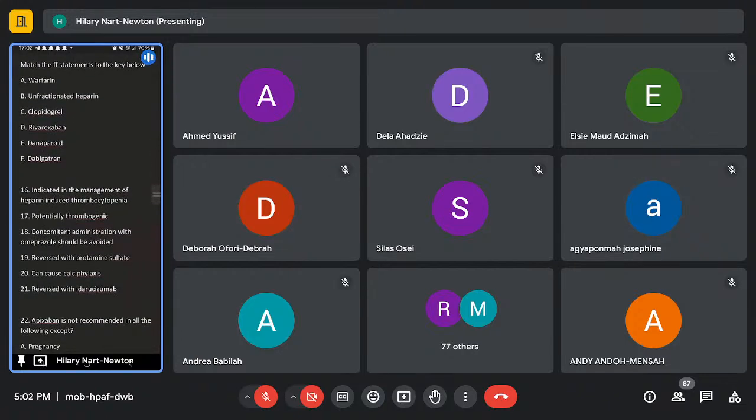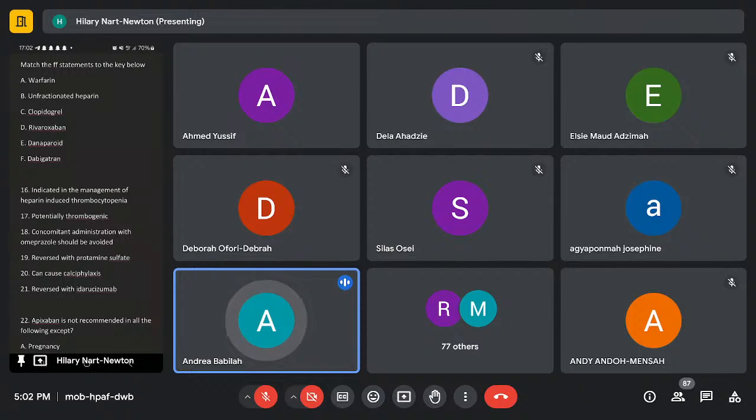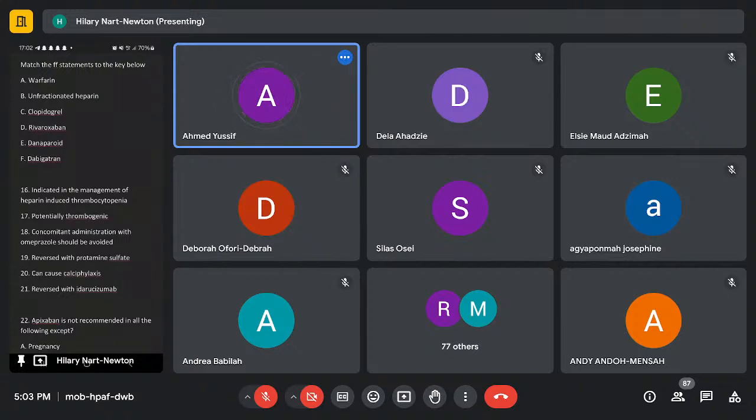Okay. Potentially, the next one, thrombogenic. Warfarin. Yeah, so warfarin is prothrombotic.